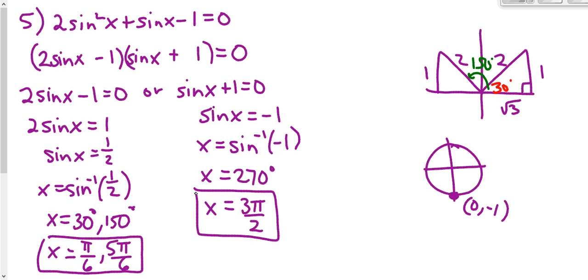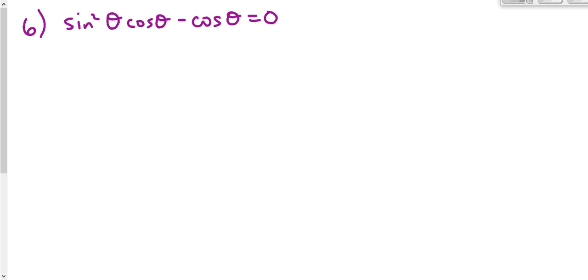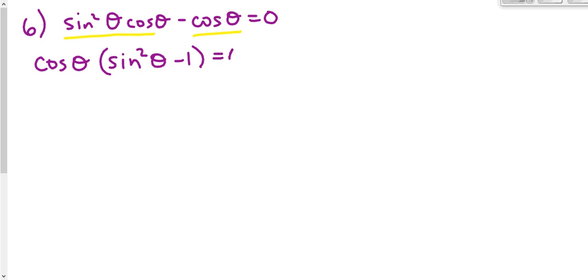Number 6. I didn't give you an example like this, but I did give you a hint. Factor out the GCF. Notice how both terms have a factor of cosine theta. So let's factor out cosine theta. And the other factor will be sine squared theta minus 1. So now we set each factor equal to 0. Cosine theta equals 0, or sine squared theta minus 1 equals 0.